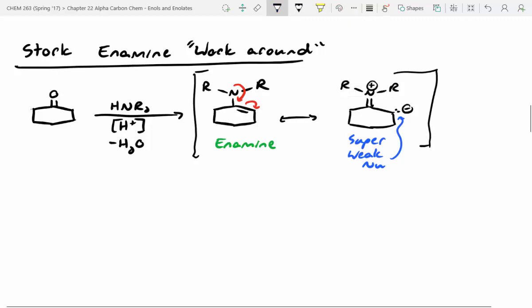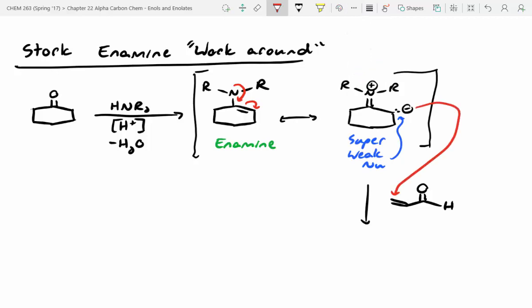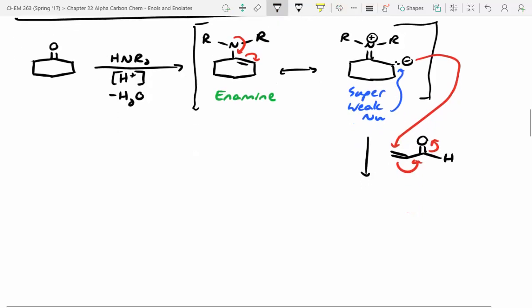Okay, at this point, we can then treat this with our aldehyde from the previous reaction, and we know that because this is a super weak nucleophile, this carbon will favor 1,4 addition, kick up electrons all the way to the oxygen.